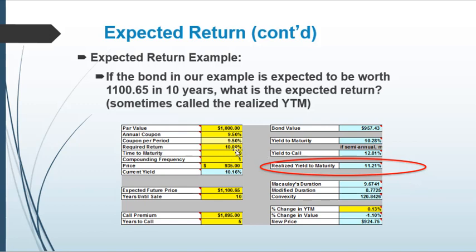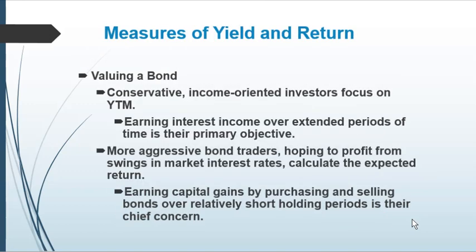And in the original bond, all we wanted was 10. So this is a good bond investment, whether we hold it to maturity or we sell it in 10 years, or if it actually gets called in 5 years. All of those things create a higher yield than what we were really interested in based on the riskiness of similar bonds. So if you're thinking about valuating a bond, conservative, income-oriented investors focus on yield to maturity. But more aggressive investors are going to want to do this realized yield to maturity, mostly because they don't plan on holding till the bond actually matures.